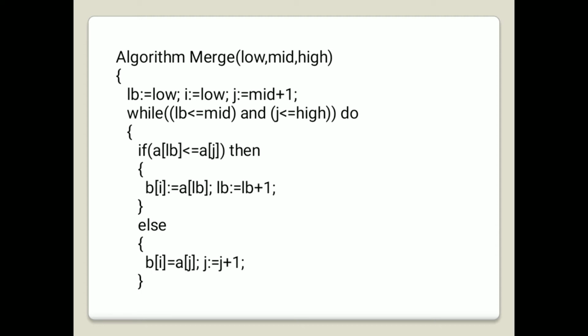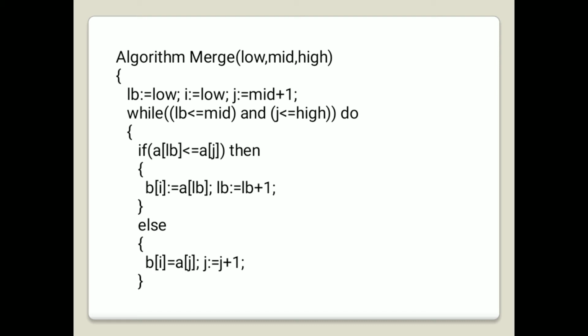Again, algorithm merge low, mid and high is there. The goal is to merge the two sets into a single set. LB, I and J are the variables we are going to use. Since there are two subarrays, one subarray I am calling LB and the other subarray I am calling J. Left subarray will start from low and right subarray will start from mid plus 1. So LB is equal to low and J is equal to mid plus 1.